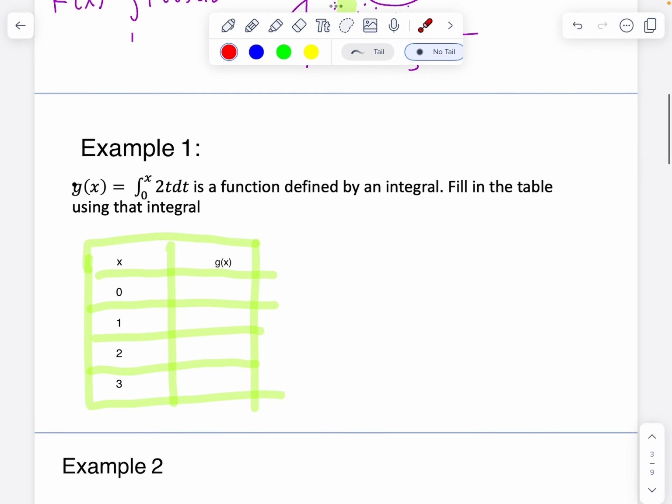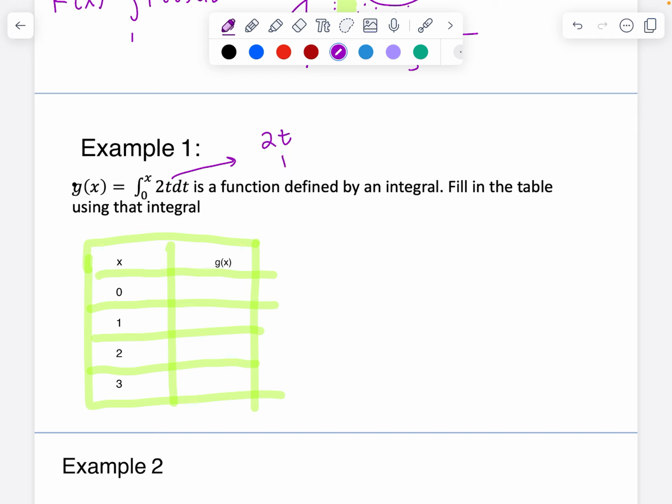So example 1 says g of x equals the integral from 0 to x of 2t dt. And it says this is a function, so it says that this function is a function defined by an integral. So g of x is defined by this integral right here. Fill in the table using that integral. So first, this isn't the function, but this is like the function that we're trying to find the area under the curve of. So we're trying to find the area under the curve 2t.